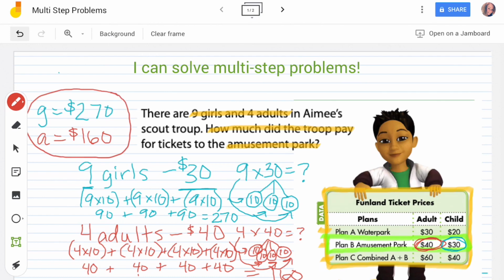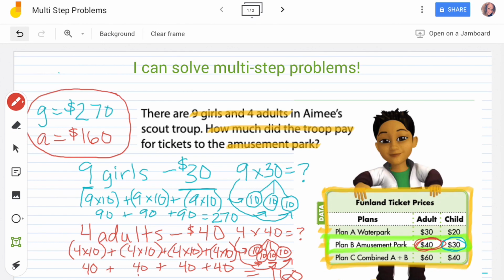So now I have two amounts, and I need to figure out how much money it cost total for the troop to go to the amusement park. What can I do with those two amounts to help me find my answer?